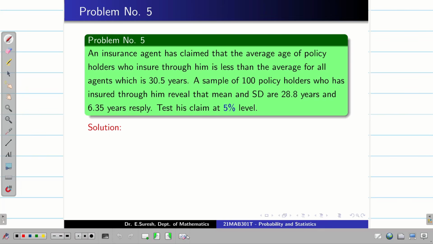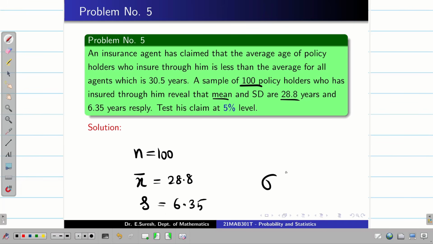An insurance agent claimed that the average age of policy holders who insure through him is less than the average for the agents, which is 30.5 years. So first let us see 100 samples. So n equal to 100. For these 100 samples, the mean is 28.8 and the standard deviation is 6.35. So in this problem, sigma is not given.